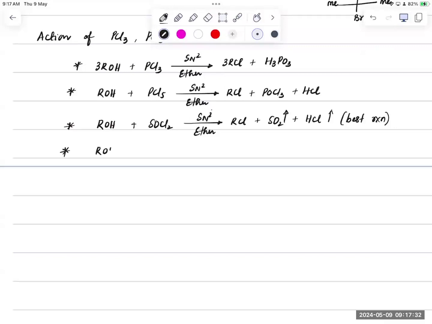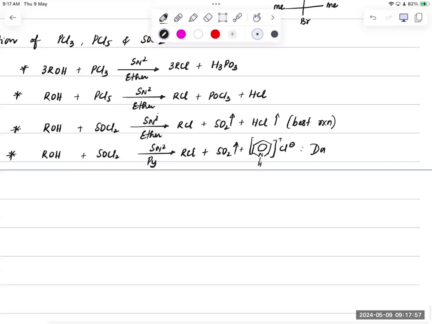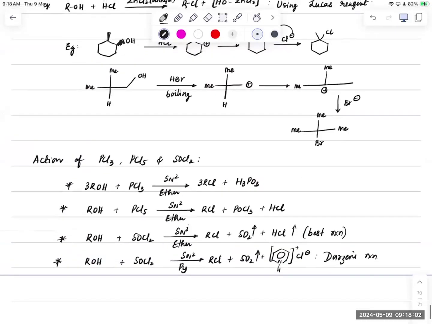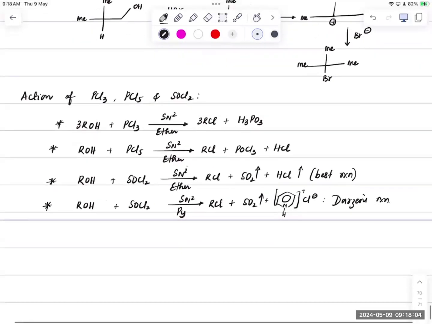But if I want some kind of inversion within the molecule, then I have to take SOCl2 again. This time it will happen via SN2, but this has to be in the presence of pyridine. Then I will get RCl plus SO2 plus pyridinium chloride. This is called Darzens reaction. So this is a complete synopsis of these reactions which we learned, everybody.